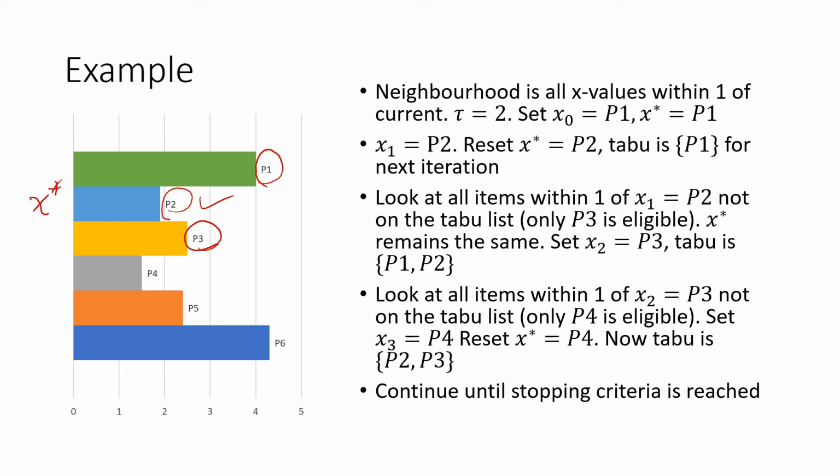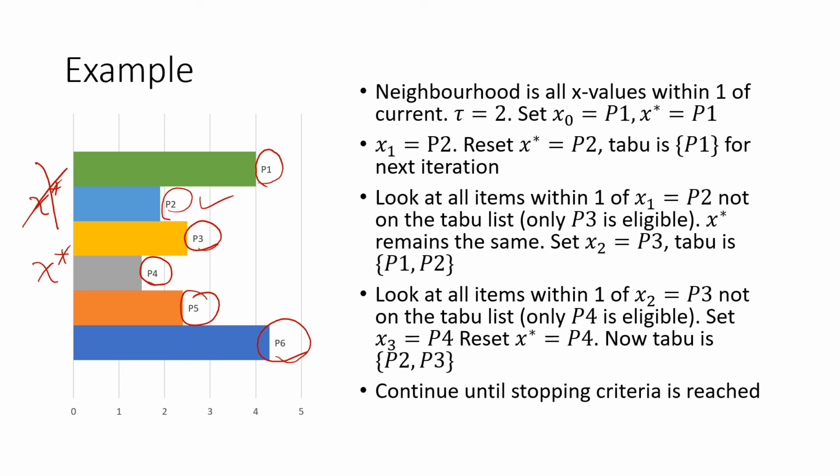Now at P3, I look again. What's in the neighborhood? P4 and P2. I'm not allowed to go back to P2. I can go to P4. Oh, that's an even better solution. So forget about that. And my new best solution is at P4. Start looking in the neighborhood again. P5. It's no better, but that's my new point. Now I look in the neighborhood again, P6, and you just keep going like this. You just keep looking in the neighborhood to find the best thing you can move to, forgetting about where you've been before.